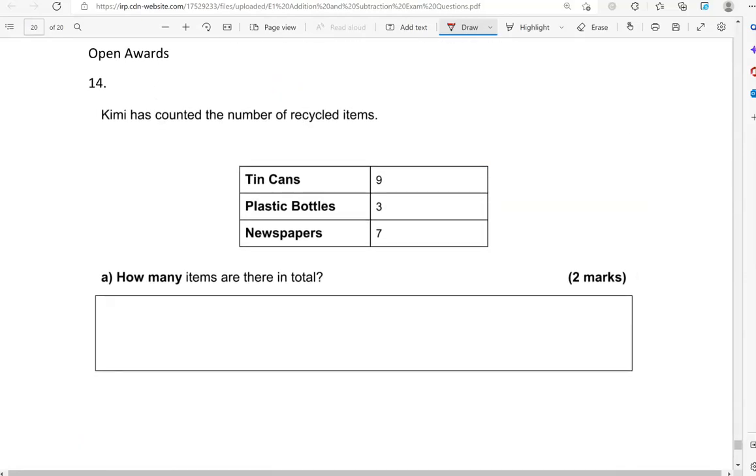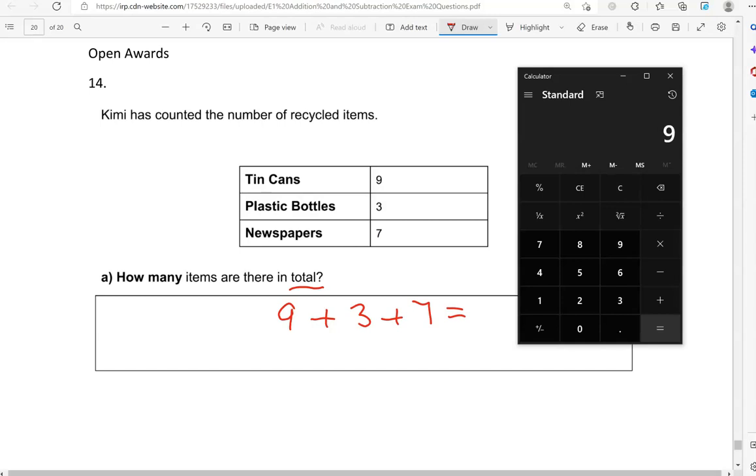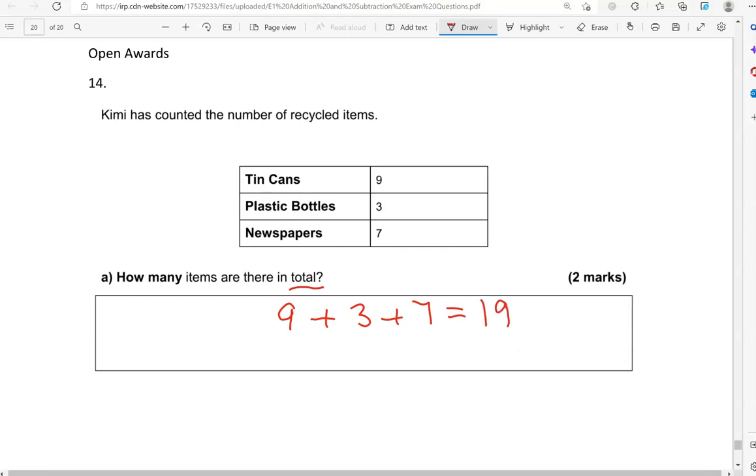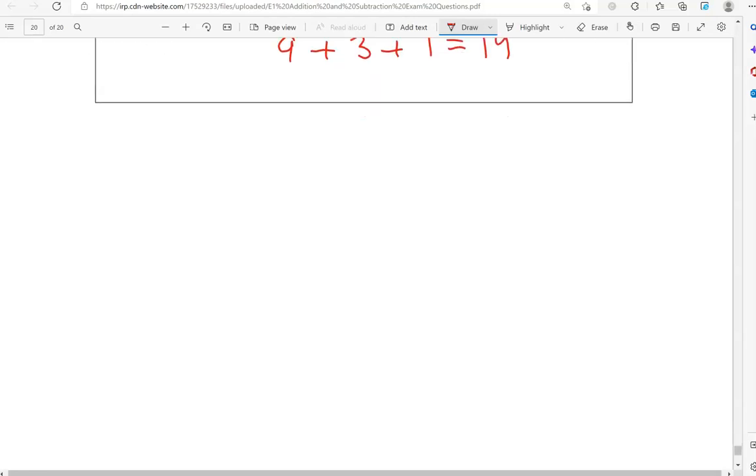Kimi has counted the number of recycled items. Tin cans, 9. Plastic bottles, 3. Newspapers, 7. How many items are there in total? So we're going to have to add them. 9 add 3 add 7. The clue is in the word total. So using the calculator, we'll go 9 add 3 add 7 equals 19. 19 items in total. And this is the end of the questions.